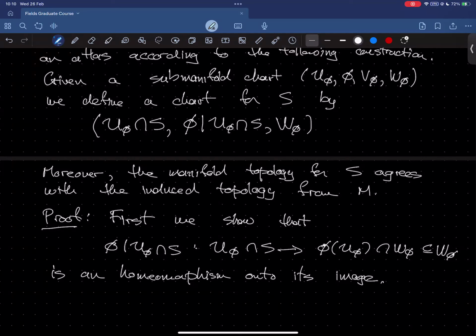So let's prove continuity first. Continuity means that I take an open set in the image. So the image is this thing. So I take an open set in here, and I need to show that its pre-image here is open. And I should be careful about what the topologies are here. The topology for U phi intersect S is the induced topology from M.